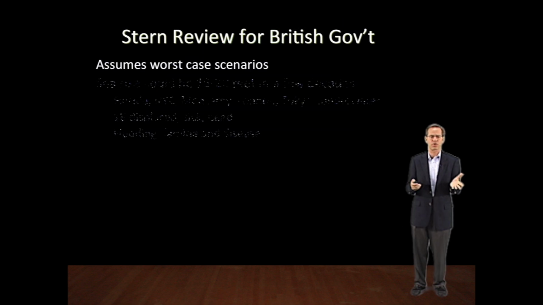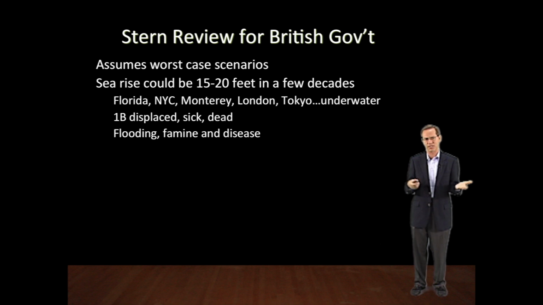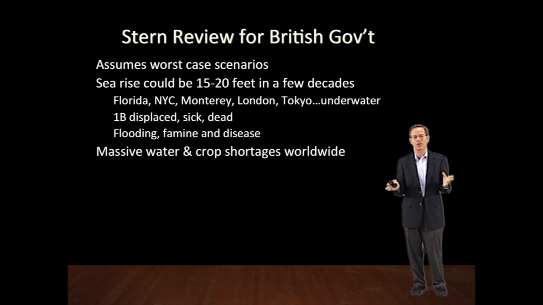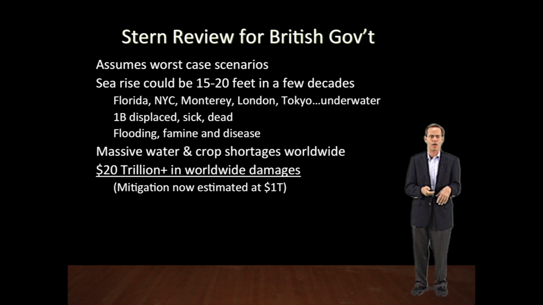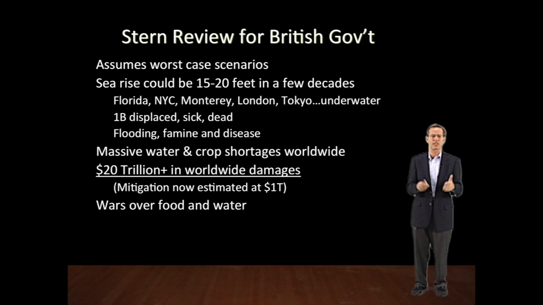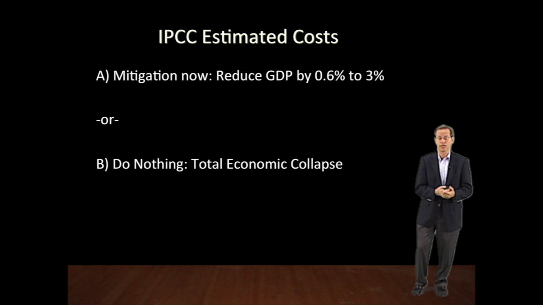The Stern Review for the British government did assume some worst case scenarios. They said sea rise could be 15 to 20 feet in just a few decades. Florida, New York City, Monterey, California, London, Tokyo, all underwater, a billion people displaced, floods, famine, disease, massive water and crop shortages worldwide, some $20 trillion or more in worldwide damages. Of course, if we mitigate now, total mitigation could be $1 trillion or less. So that's the Stern report for the British government. There will be wars over food and water. It's something to consider. It was a well-funded report, and we need to consider what was said there.